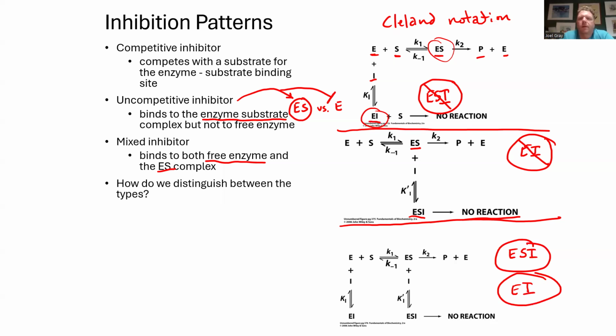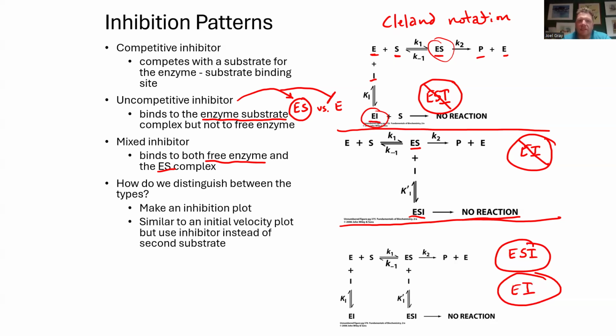So these are the different models and the major types of inhibition that you need to be familiar with. Understand the complexes that can form, understand the fate of the different complexes, and if they form or don't form. I always like to look at it like this and say competitive, ESI does not form. Uncompetitive, EI does not form. Mixed, EI and ESI will both form.